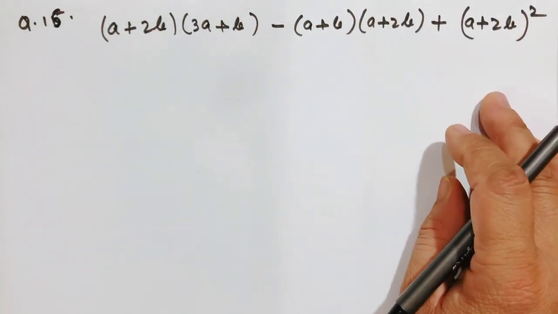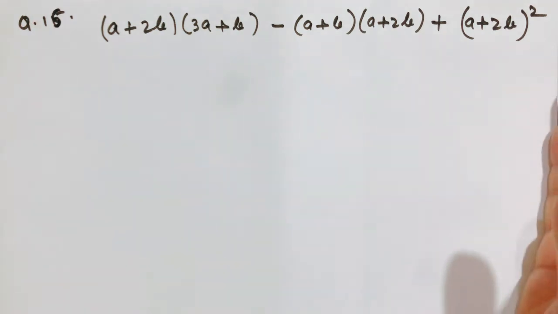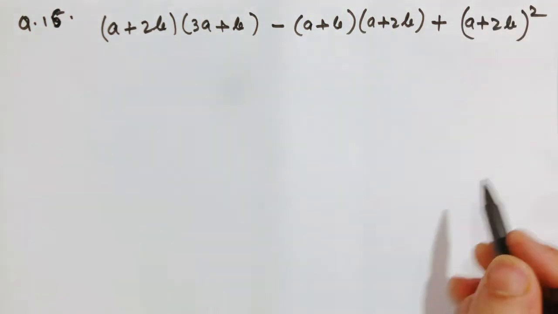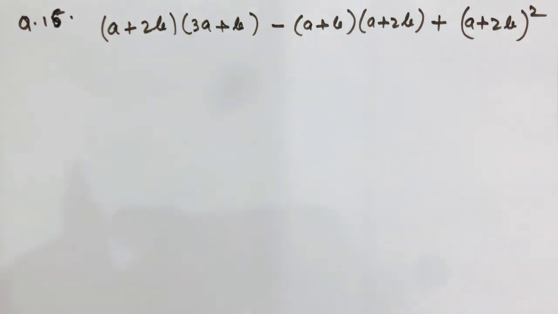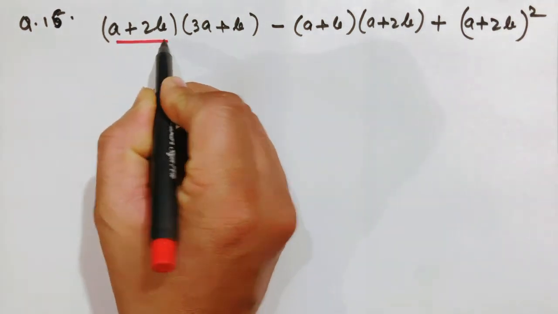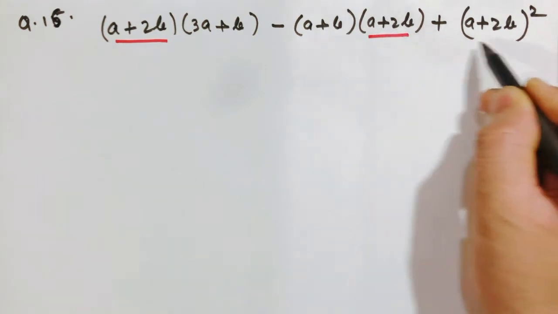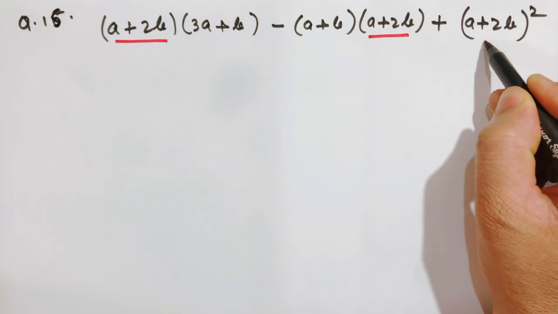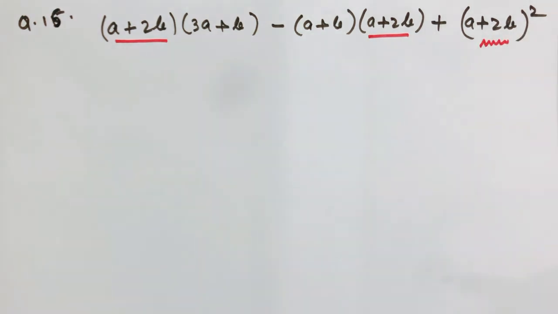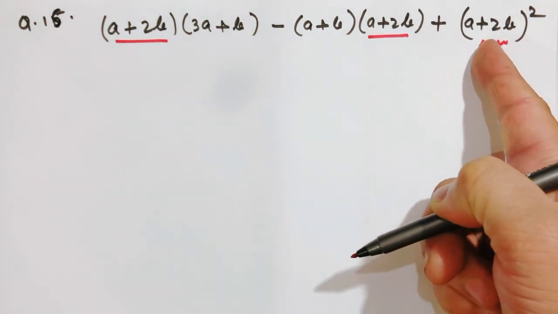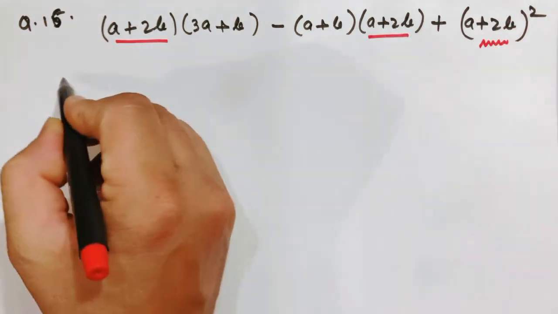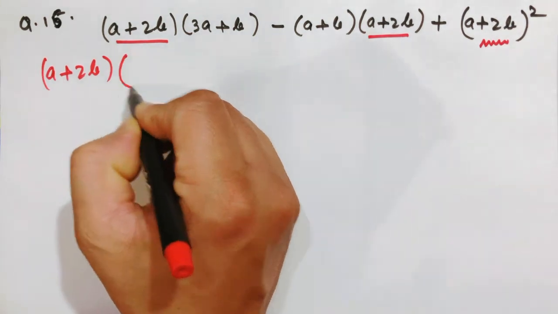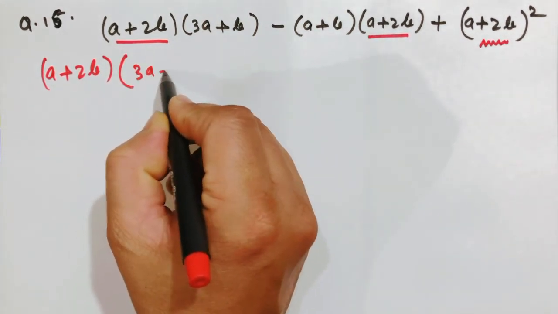to break a square or x square, how do you break it? x times x. So here you have a plus 2b into a plus 2b. So what are we going to do? We will extract this a plus 2b, only one of the a plus 2b. So one a plus 2b will remain over here. So when a plus 2b is extracted, what will remain? Here you will get 3a plus b.